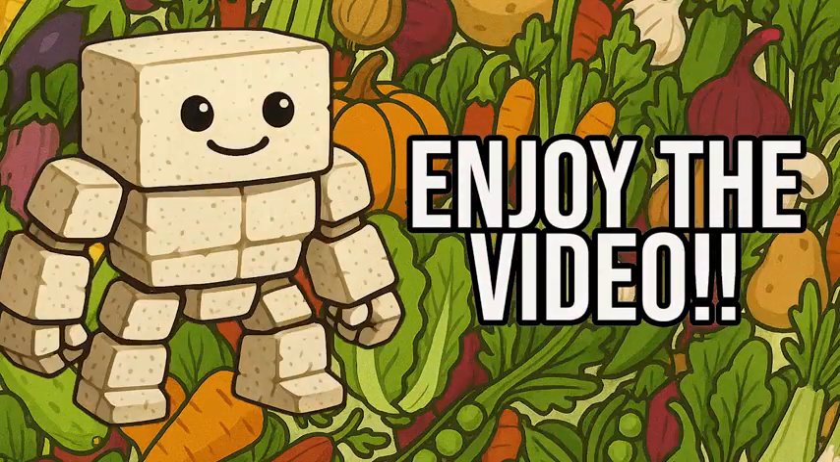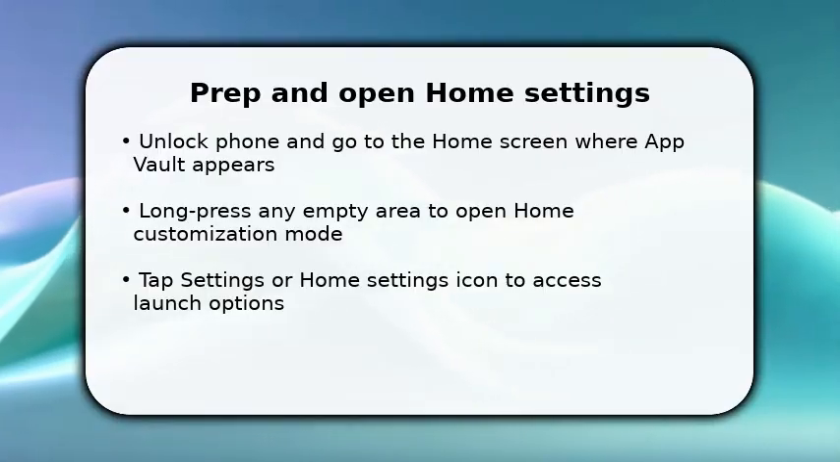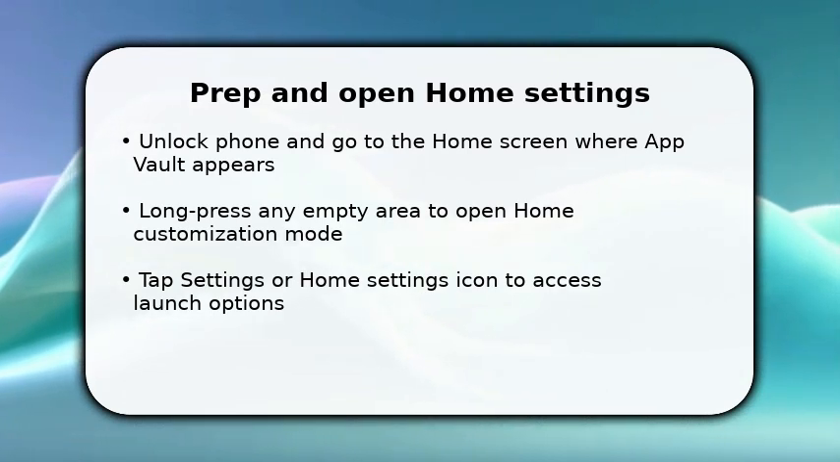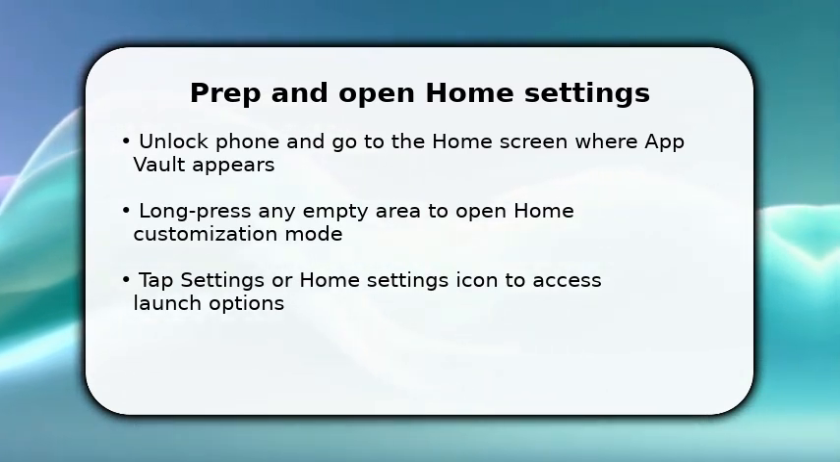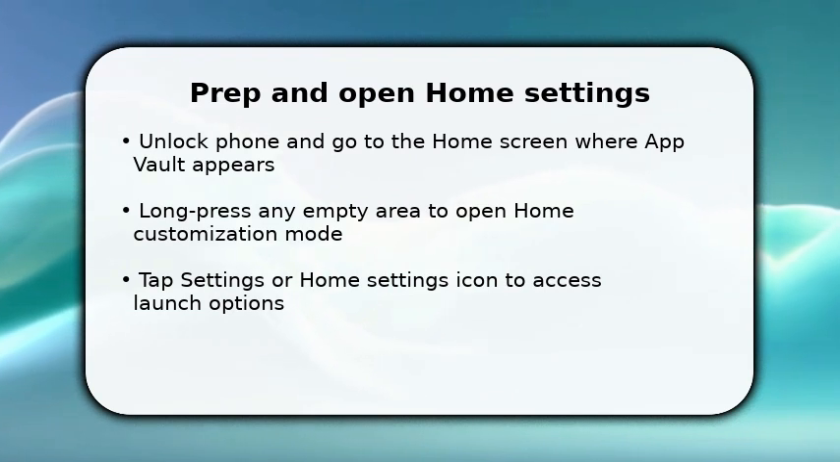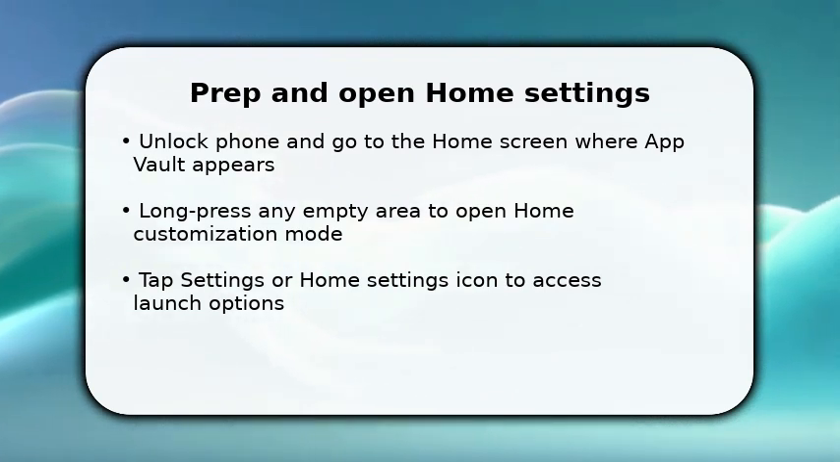Please enjoy the video. You start by unlocking the phone and landing on the home screen that shows App Vault. This is where you act. Long press a blank area until the screen zooms out and options appear. You'll see Home Settings or a gear icon.